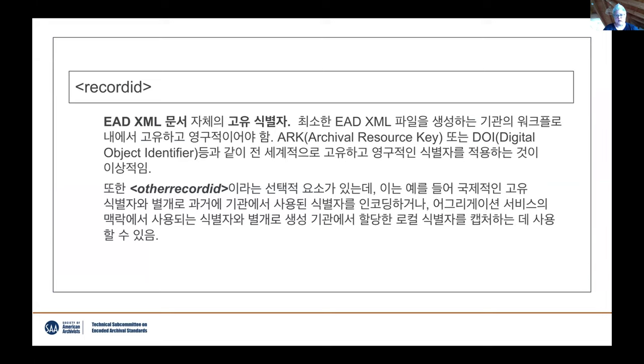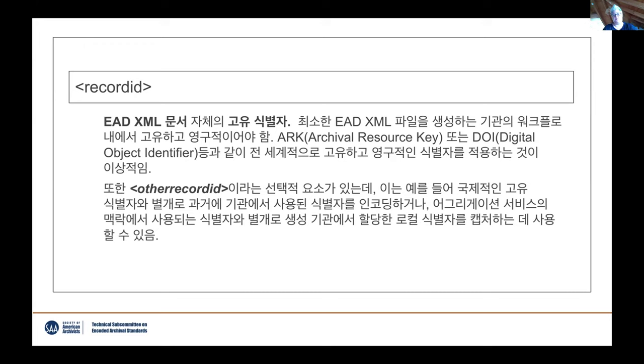The record ID, as you might have guessed, is a unique identifier of the EAD XML document itself. This should at least be unique and ideally persistent within the workflows of the institution that created the EAD XML file. So that essentially helps you keep track of which EAD XML document represents which of your fonds or collections. If you had an identifier that isn't unique, you might run into the problem where you have two EAD XML files with the same identifier, and then you will have to disambiguate them in order to actually work with them.